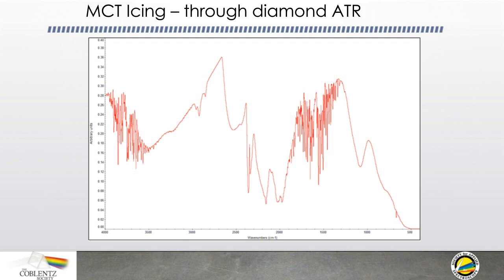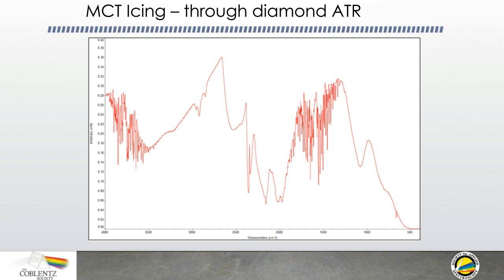So if you are measuring something that is 10 wave numbers wide, you're going to want to have about four data points in the top of that peak. If you're collecting at four wave numbers, you're getting eight data points. If you're collecting at eight wave numbers, you're getting four, which is adequate to define that peak. As you start to go to higher and higher resolutions, you're adding in more data points, which is naturally going to add in a slight amount of noise.